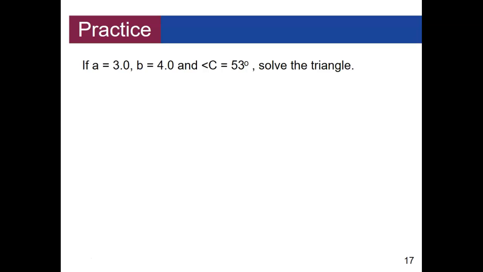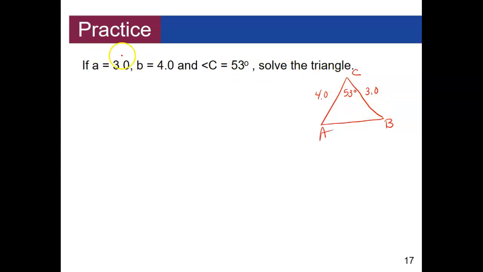Okay, here's one that we're going to practice with. This one has two sides and an angle, and we're going to solve for this. Okay, sketch out the triangle that we're working with here. Got A, B, and C. So side A is 3, side B is 4, and angle C is 53 degrees.